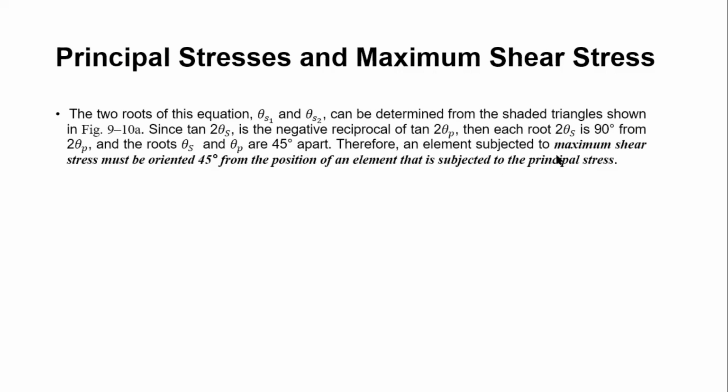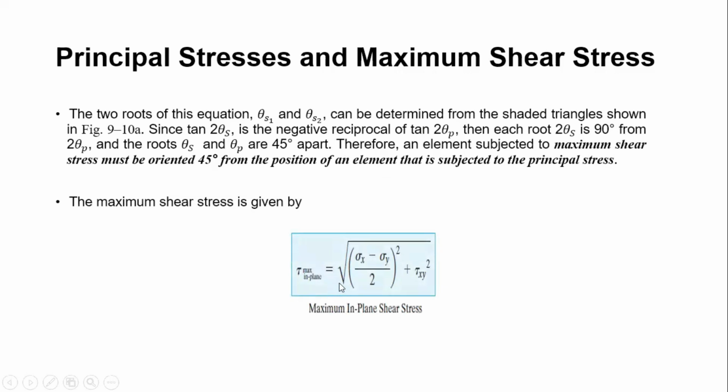Therefore, the element subjected to maximum shear stresses must be oriented 45 degrees from the position of an element that is subjected to principal stress. So the maximum shear stress is given by the formula square root of quantity sigma x minus sigma y over 2 squared plus tau xy squared.